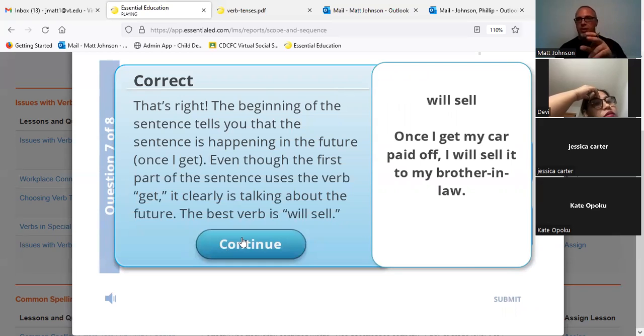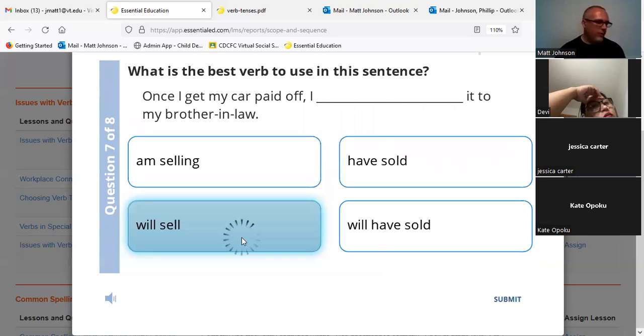And again, that's one of those where we have two different tenses. So once I've paid my car off, so I have paid, and that's a continuous action, right? I have paid my car off, or completing that action, I should say. So past tense there, and then we move to future tense. So once I've done this action, I will have sold it. Or will sell it.